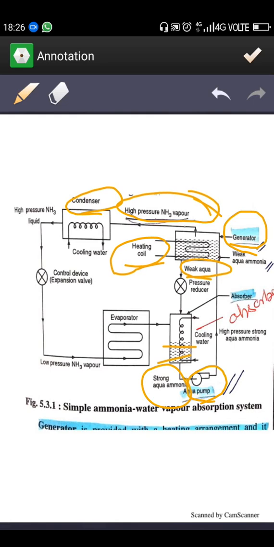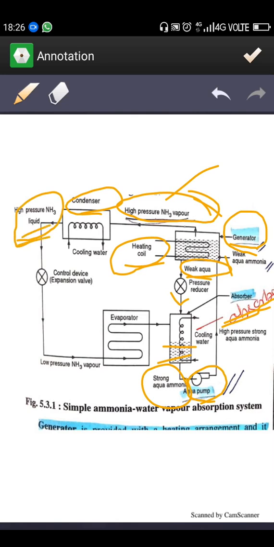Here you can see this is the absorber. We are passing this weak aqua ammonia solution to the absorber, and what is happening here I will tell you at the end of this cycle. Now we are coming here again. This high pressure NH3 vapor is moving toward the condenser. In condenser they are losing their heat, or we are cooling this high pressure vapor. And when these high pressure ammonia vapors are cooled at the condenser, a phase change occurs, and this ammonia vapor comes to the liquid form. You can see here high pressure liquid.